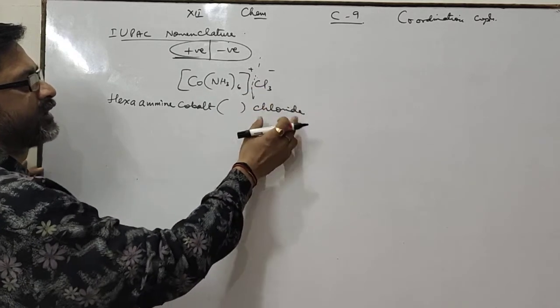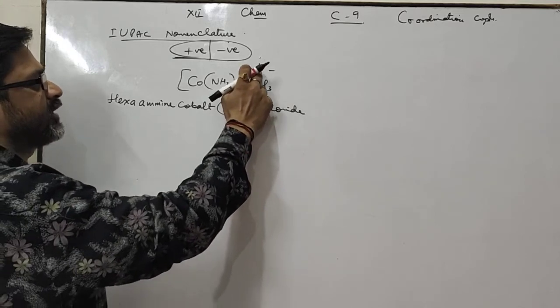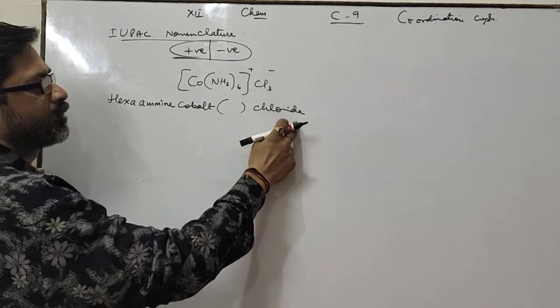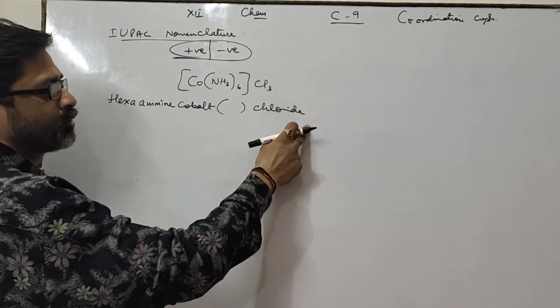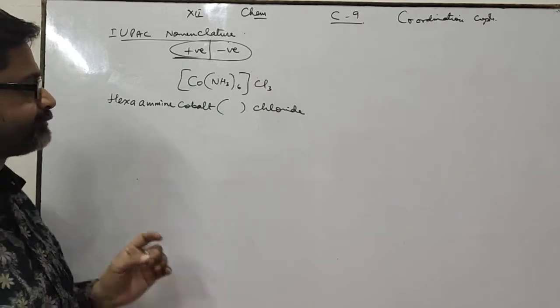IUPAC name of this negative part, that one is chloride. Here Cl is 3 atoms, but you write only chloride, not trichloride. Trichloride is not written, you write only chloride.